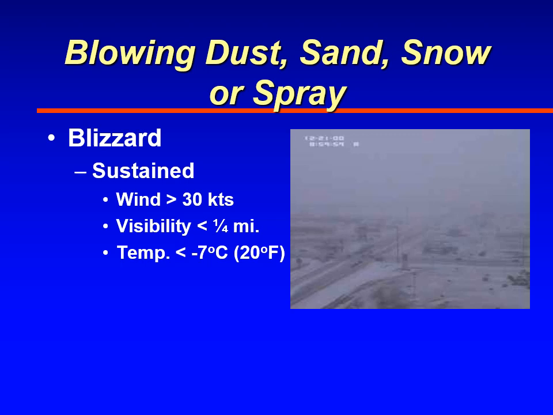And just for good measure, I thought I'd throw in the definition of blizzard. It's when winds are greater than 30 knots and visibility is less than 1/4 of a mile for more than 3 hours over a given location. And there used to be an additional requirement of the temperature being less than 20 degrees Fahrenheit, but that was dropped years ago.